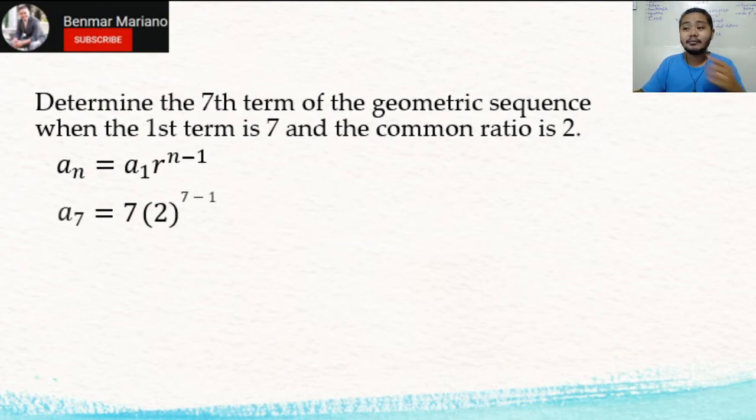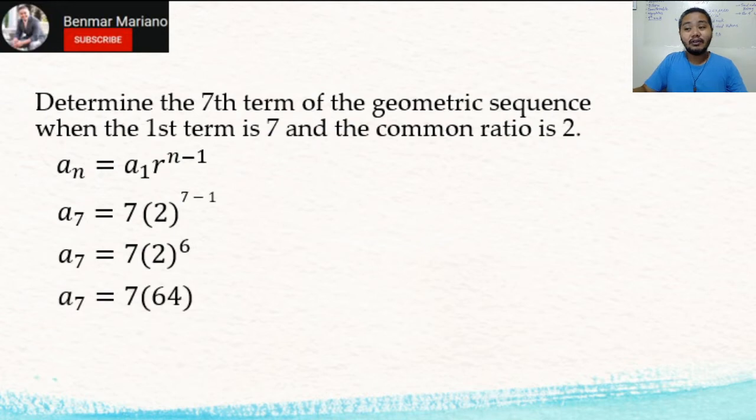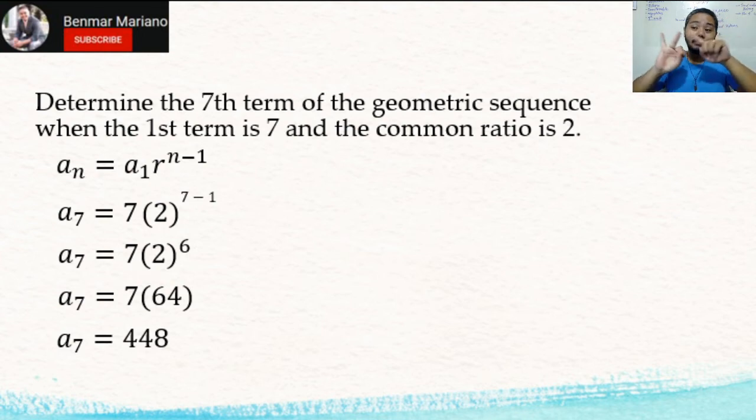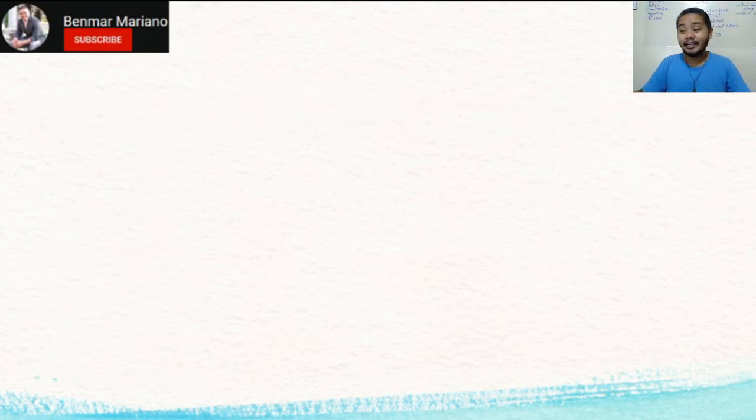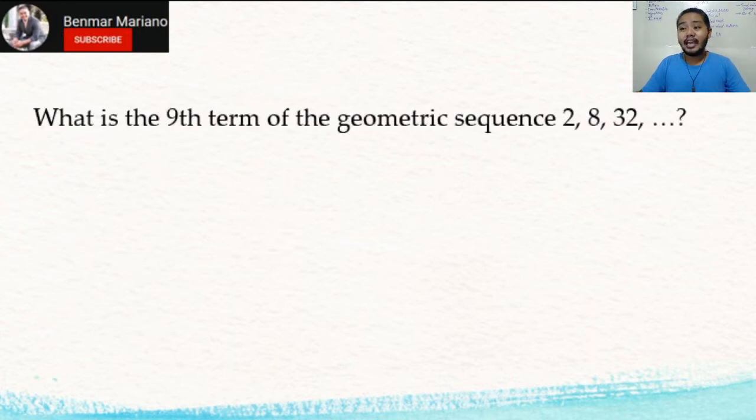Okay? So, let's try to solve this one. Syempre, yung exponent muna, yung 7 minus 1, magiging 6. Simplify natin. Again, hindi siya 7 times 2 muna. Kung hindi, dapat 2 raised to 6 muna. So, that would be 64. And 64 times 7, and that would be 448. So, starting from 7, 7 times 2, times 2, times 2, times 2, times 2, times 2. So, yung pang-pito, that would be 448. Next example tayo.